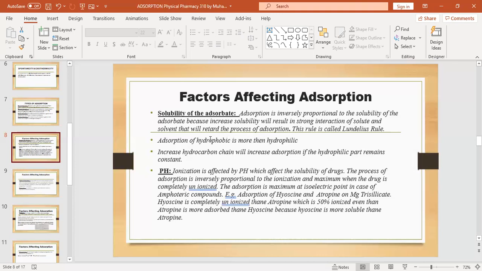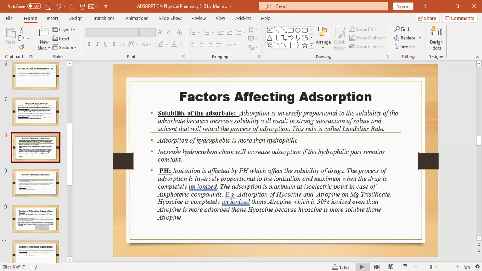Adsorption is more in hydrophobic substances because if water is a solvent, then there will be no interaction between hydrophilic and hydrophobic substance, and there will be no strong interaction between the solute and solvent molecules, and it will facilitate the process of adsorption.